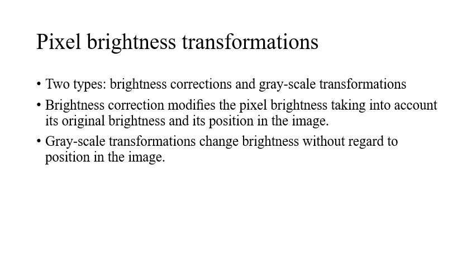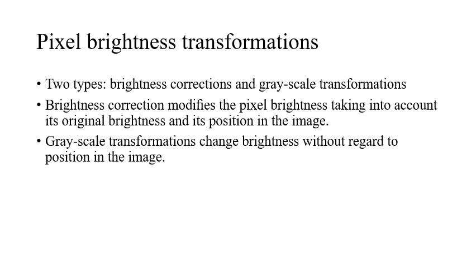The first category is where we go for pixel brightness transformation. Again, under the pixel brightness transformation category of pre-processing, there are two types. One is brightness correction, and the other one is grayscale transformations.